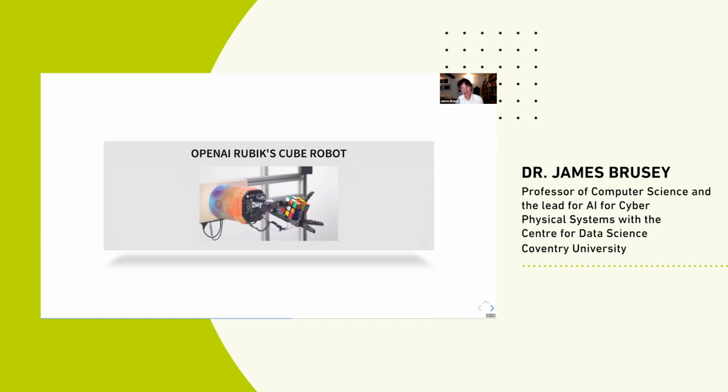Now, OpenAI managed to get a robot hand to solve a Rubik's Cube. And in a way, this is extremely impressive. It's impressive from a number of different points of view. They need to develop new techniques for what's referred to as domain randomization to deal with the fact that the real world is always slightly different from the simulated world. This is a great demonstration of the power of this approach.